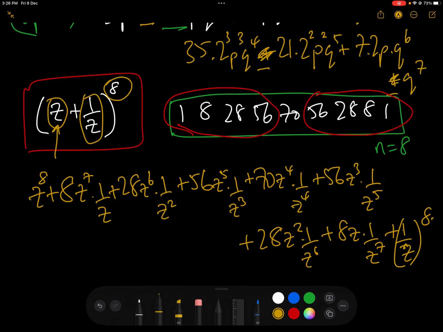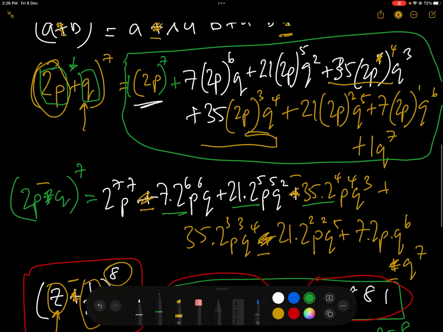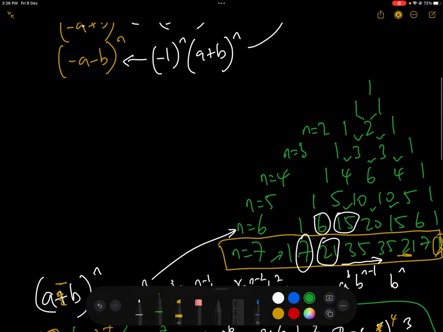And again, if we were doing z minus 1 over z, which is also very common in de Moivre's theorem, all we would need to do is change the sign from plus to minus on every alternate term. And that's it. That's how you can save yourself a huge amount of time in exams by expanding out these brackets, just remembering Pascal's triangle and this one simple method.